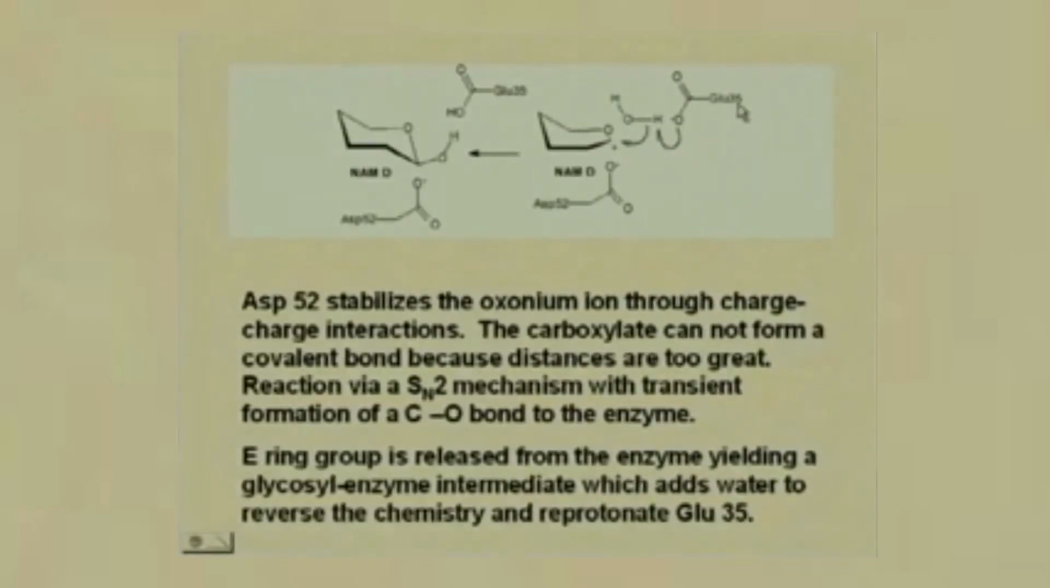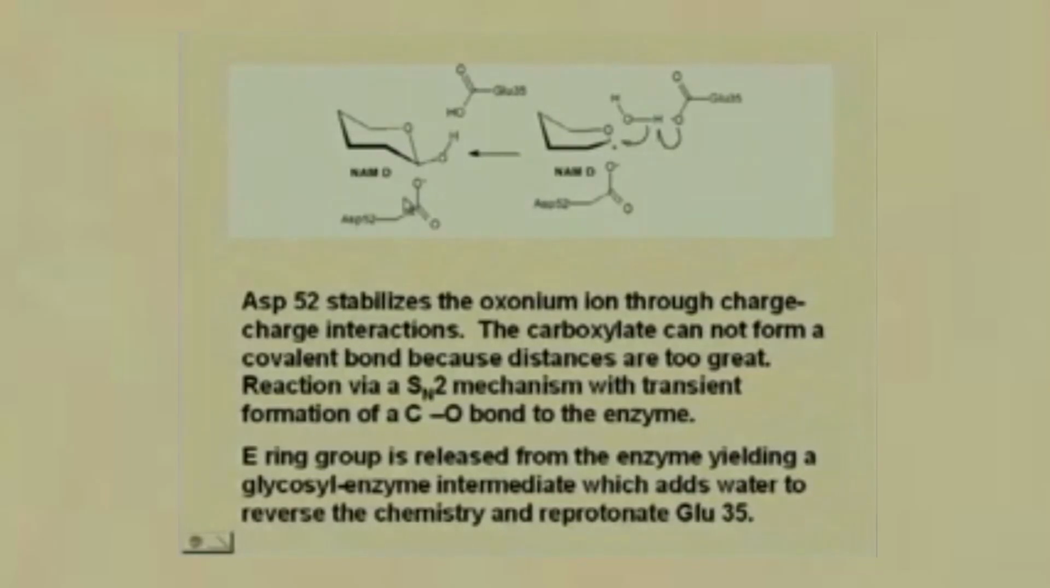This glutamic acid 35, that is O minus, abstracts an H from water, which forms OH minus. This OH minus then links with the distorted NAM ring that had been formed with the oxonium ion and forms the cleaved sugar ring here. And we have aspartic acid. You see, the role of aspartic acid is to stabilize the oxonium ion. It is the glutamic acid that is actually donating its proton, then taking up a proton again.